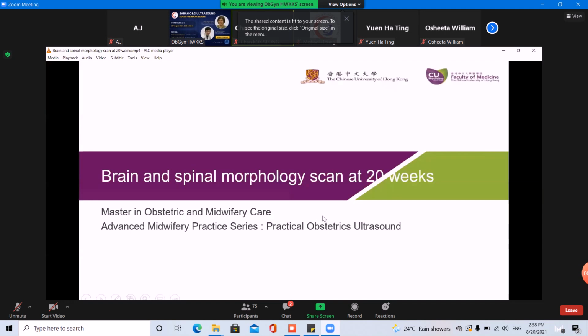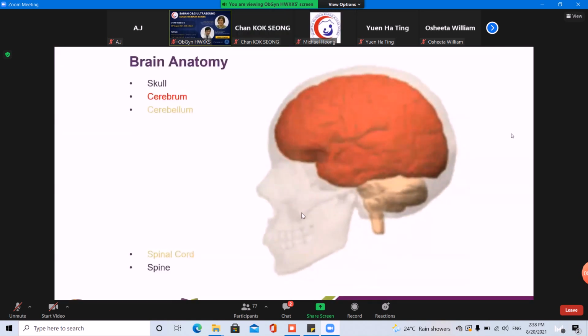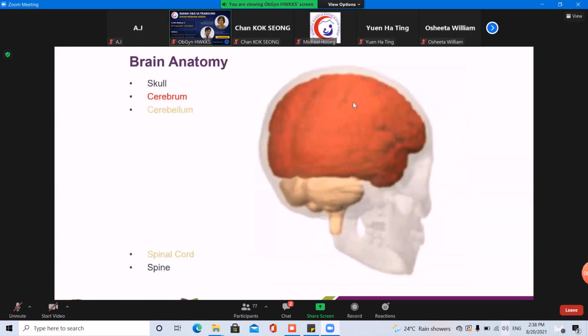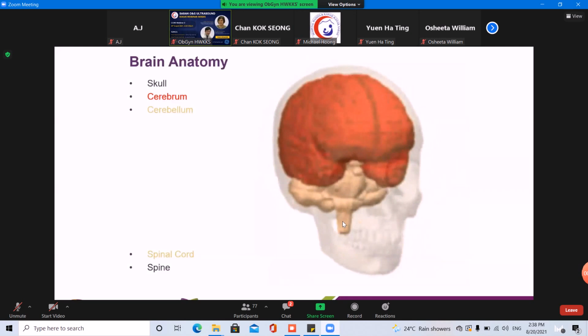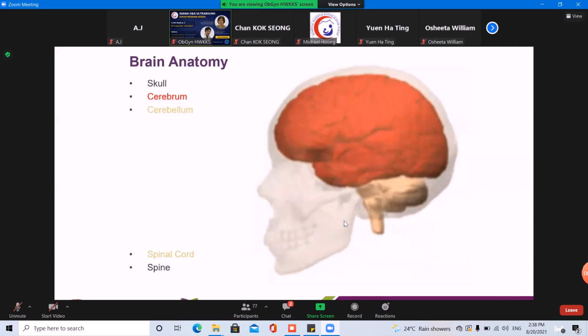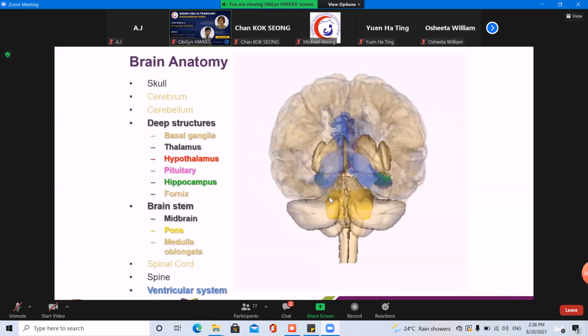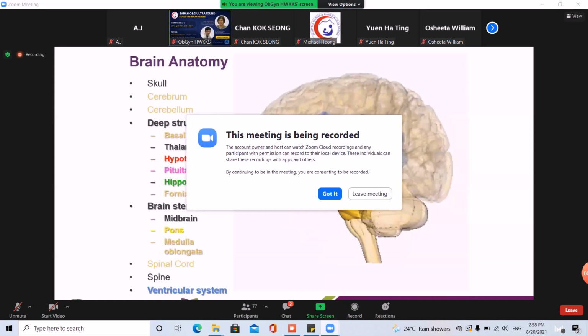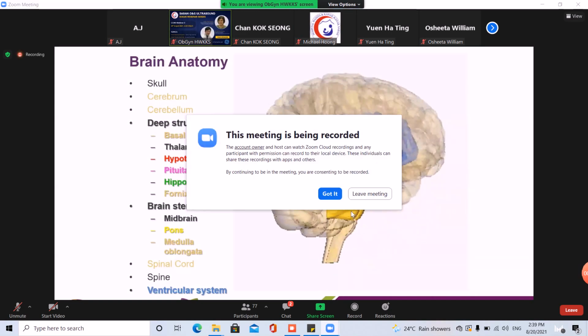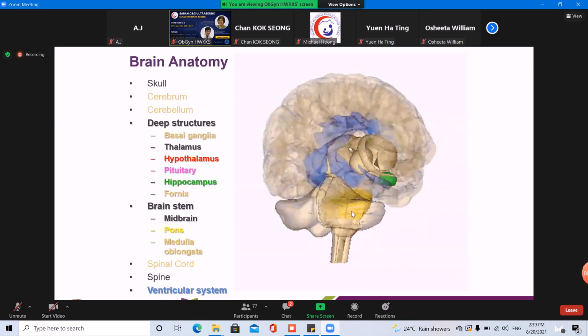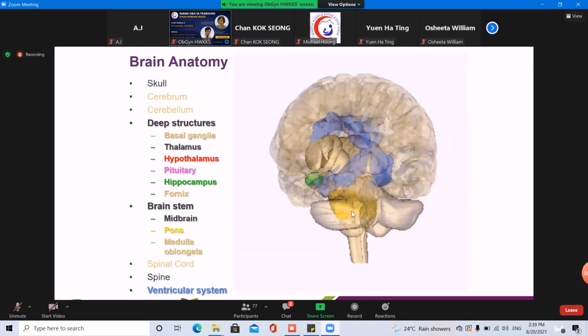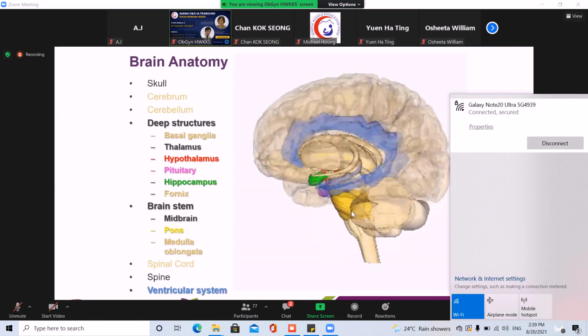Now, ultrasound scan of the brain and the spine. Now, it is difficult because the brain is a very complicated structure. On the outside, you can see the cerebrum, cerebellum, and the spine. But on the inside, there are a lot of deeper structures with all sorts of things in progress. Therefore, if you want to scan the baby's brain, you have to know the anatomy very well. So let's start examining the brain anatomy.